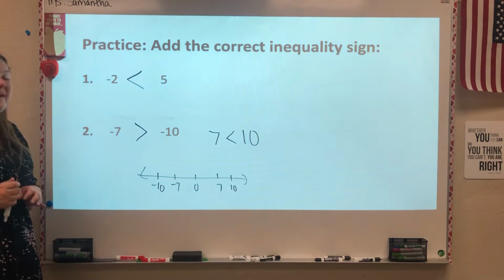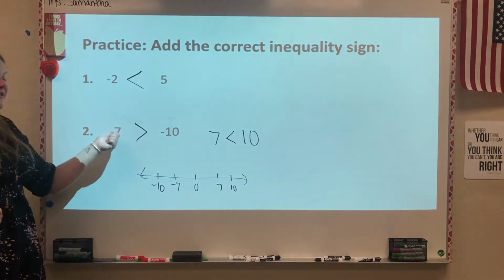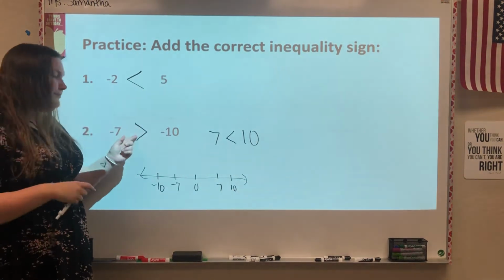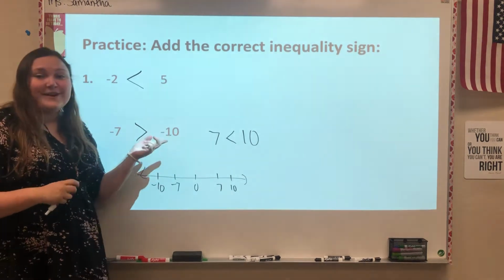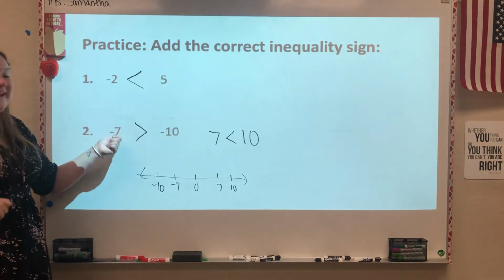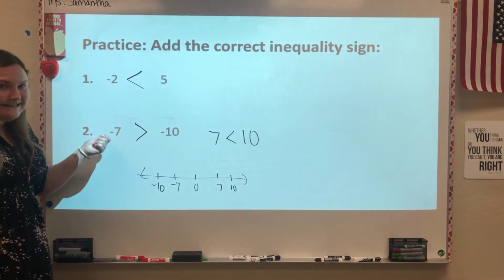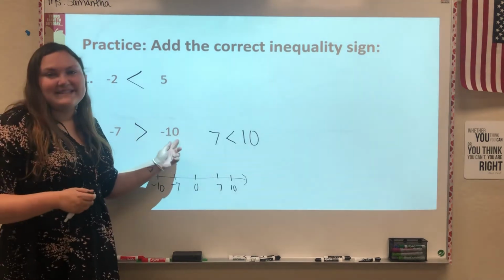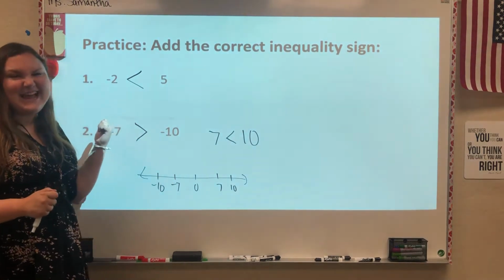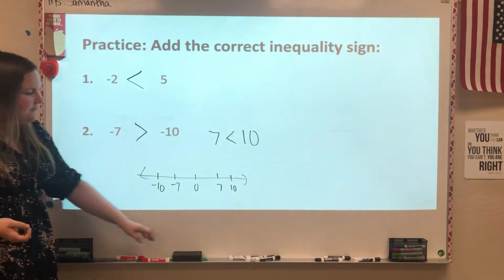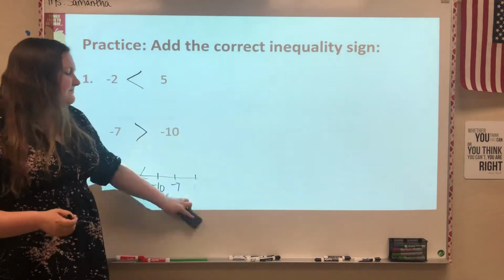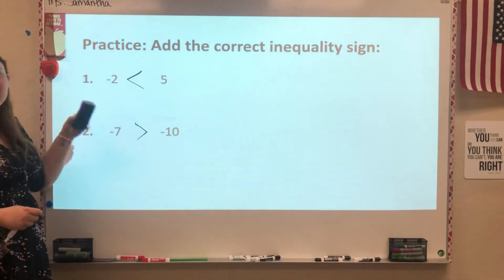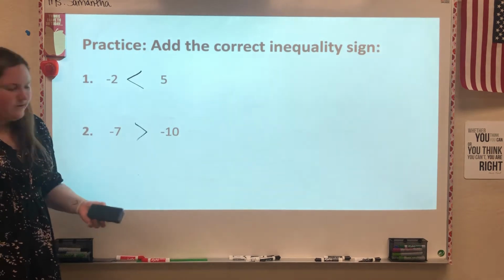You can also think about it with temperature. -7 degrees is higher or greater than -10 degrees. You can think about it with money. If your bank account said -$7, technically that's more than having it say -$10 because it's less debt. Whichever way makes sense to you. But you do want to make sure you can look at 2 integers and know which one's greater and which one's less.